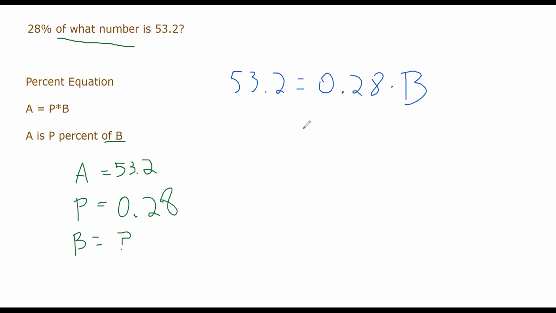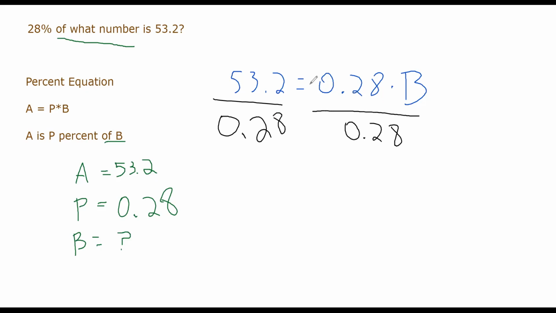Okay, so what are we going to do in order to solve for B? What do we have to do here? Divide both sides by the 0.28, don't we? Exactly. So I'm going to divide by 0.28 on both sides. So this is what I'm really doing here. This is the meat and potatoes of it.